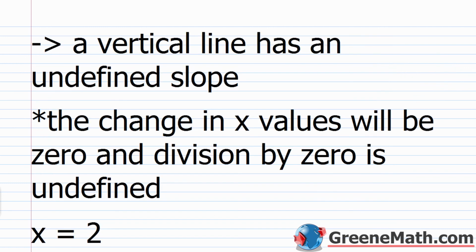So lastly, a vertical line has an undefined slope. This relates back to when I gave you the slope formula and I said x sub 2 could not equal x sub 1. Well, again, you subtract the same number from itself, and you get 0. Division by 0 is not allowed. So the change in x values will be 0, and division by 0 is undefined. So if I have a vertical line like x equals 2, you just say that the slope is undefined.